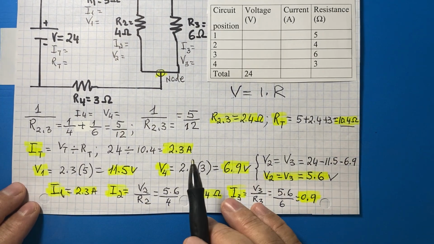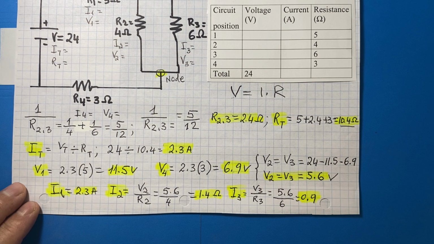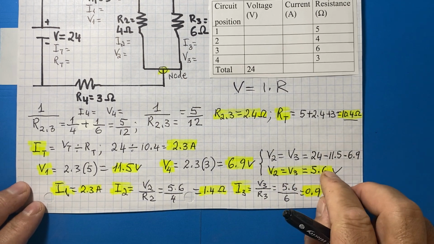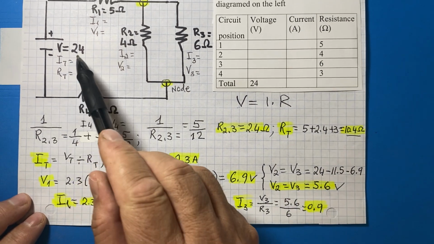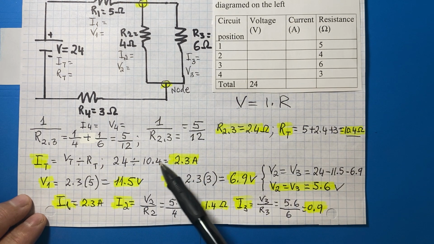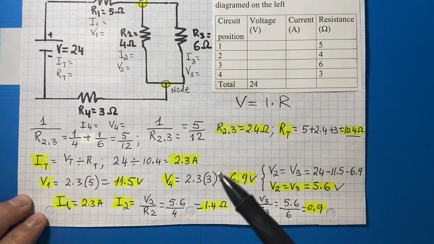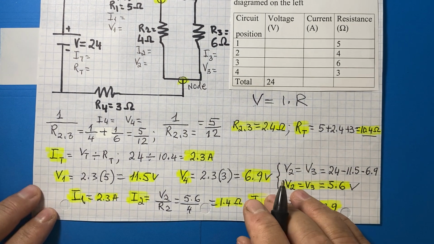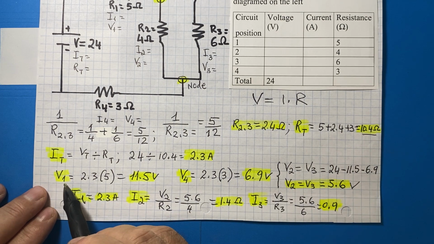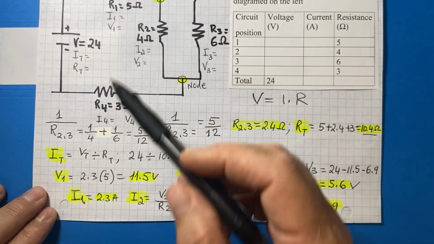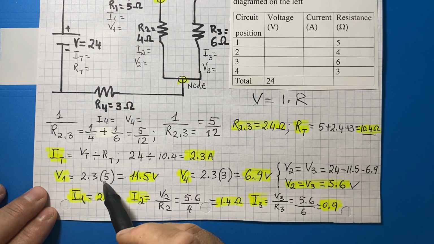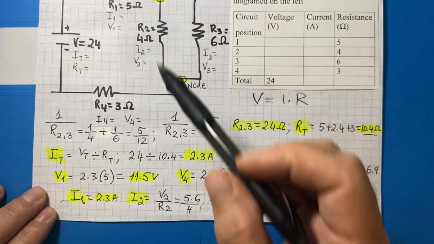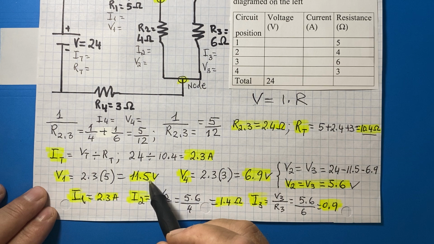Total current is total voltage divided by total resistance, applying Ohm's law. Total voltage is given, 24, divided by the total resistance we just found, 10.4, and the total current is 2.3 amperes. Now the voltage at the first resistor is 2.3, which is the current, times 5, and you get 11.5 volts.